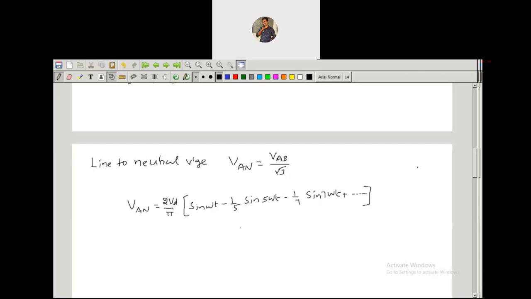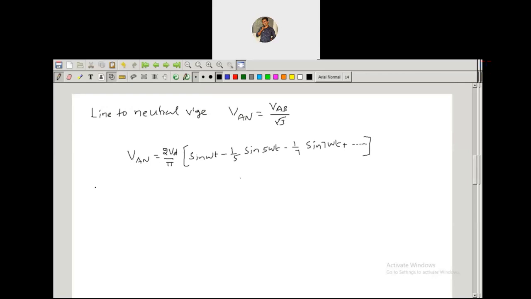Okay. Now let's find out the RMS value of line to neutral voltage. Why are we doing all this? To find out the relation between the output and the input, so that we know whether we are going to get the variable voltage or not. So the RMS value of line to neutral voltage VAN is equal to the maximum value by root 2, Vm by root 2. What is the Vm here? Vm equals 2 Vd by pi.